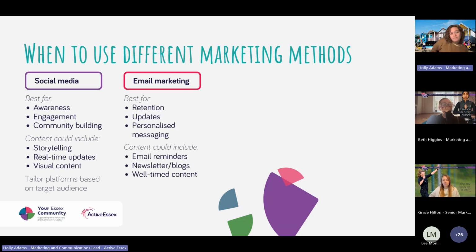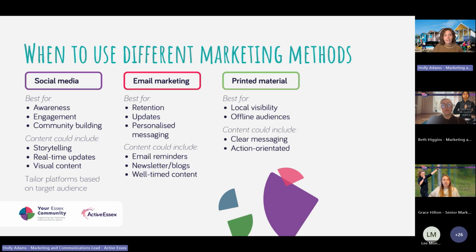We want to look into email marketing. And this is really good for organisational updates and a bit more personal messaging. You might say, actually, I want to have some different email marketing that goes out to different types of audiences, depending on what you want to relay. And that content can include anything from email reminders about an event that you might have going on to a more generic newsletter or blog style. But it can really mean that you can time your content depending on what's going on for you as an organisation and what you want your audience to hear.